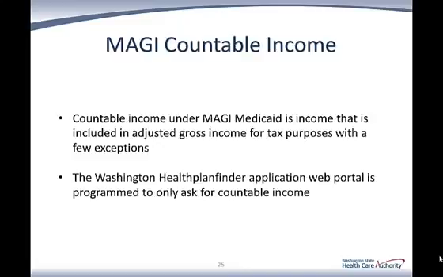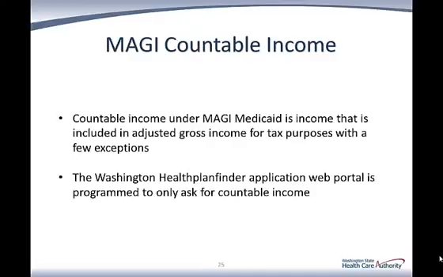Now let's explore the new Modified Adjusted Gross Income, or MAGI. MAGI income is used to determine eligibility for the following Medicaid programs: children, pregnant women, family, and the new adult group. Countable income under MAGI Medicaid is income that is included in adjusted gross income for tax purposes, with a few exceptions.